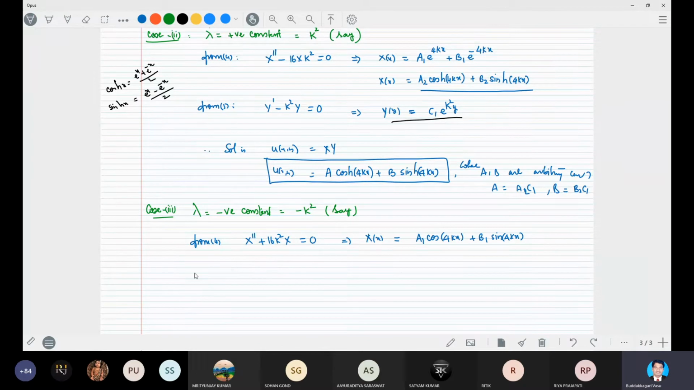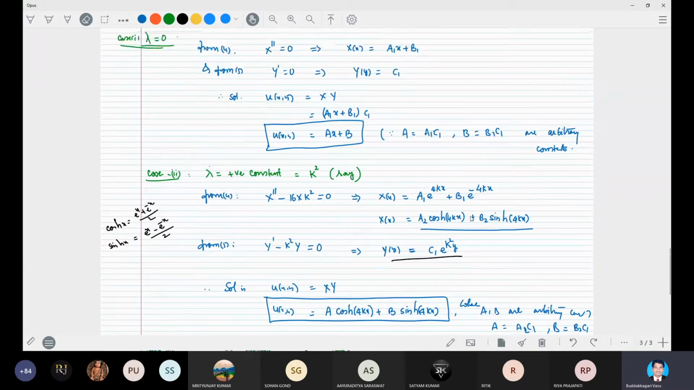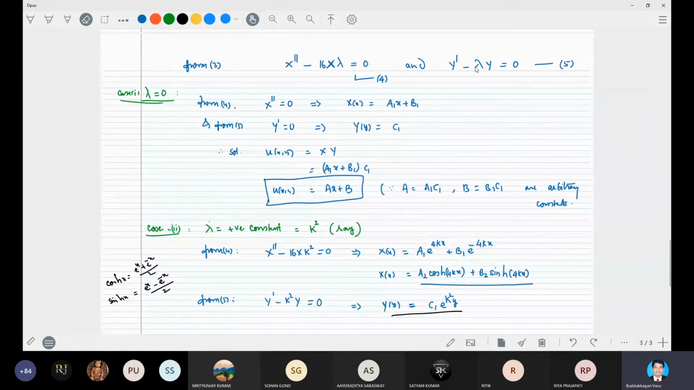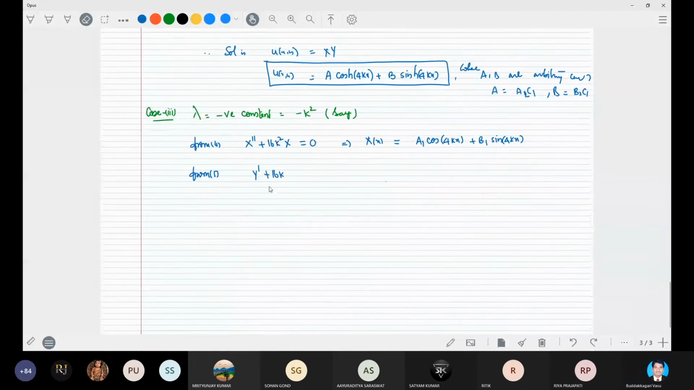Now from 5, this will be y dash plus 16k. Oh, sorry, not 16. Lambda is equal to minus k square. Minus of minus, plus k square capital Y is equal to 0. Now tell me what will be the solution of this equation for y?